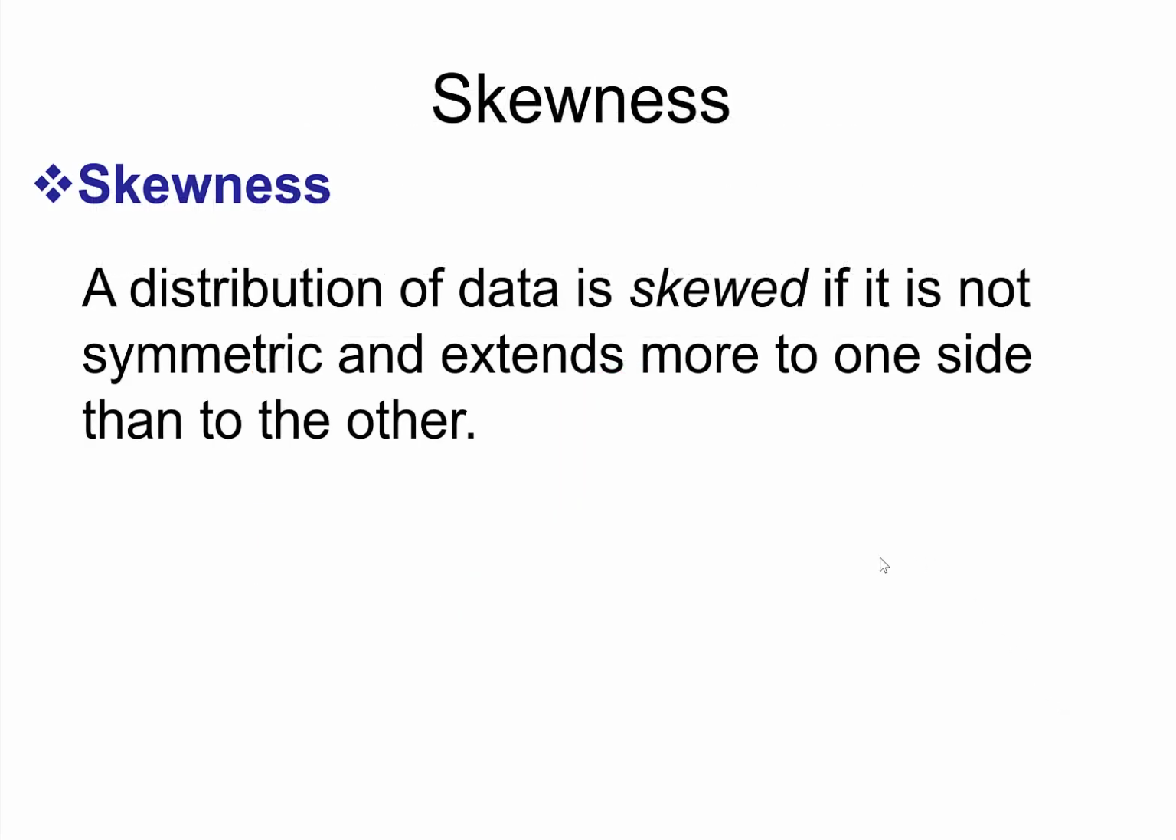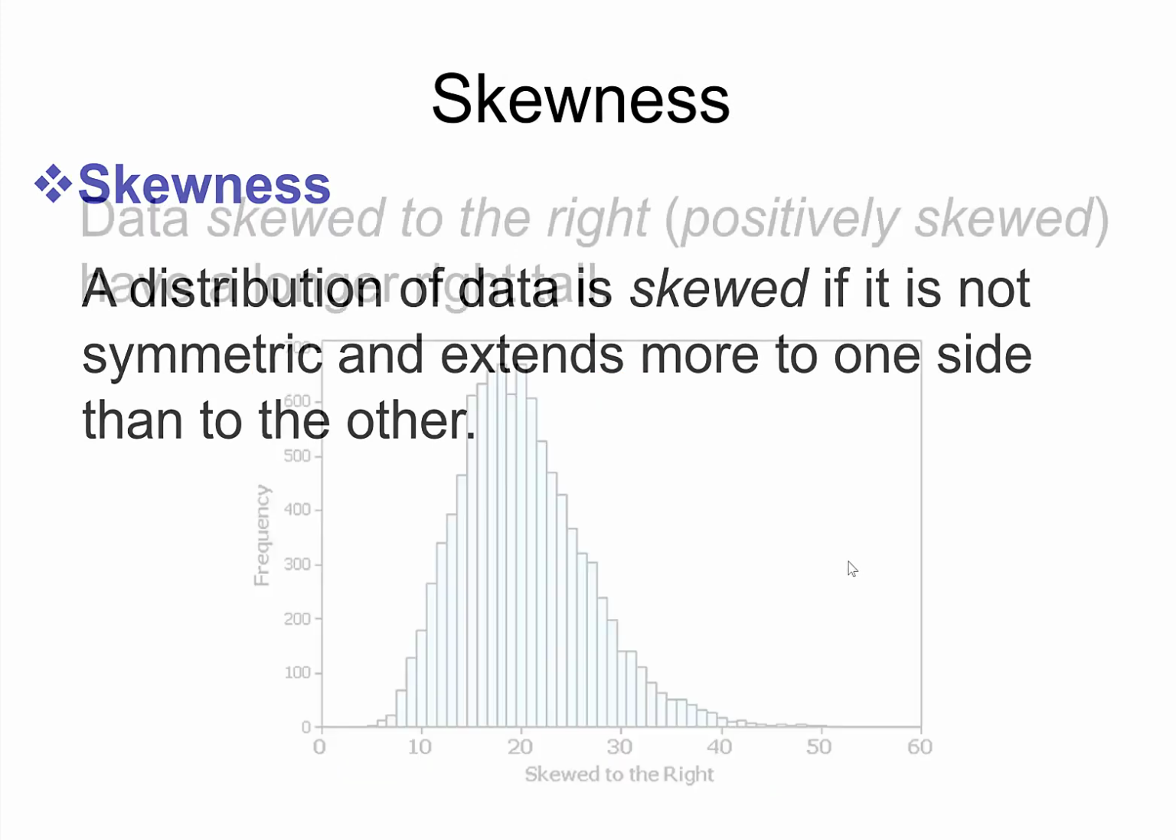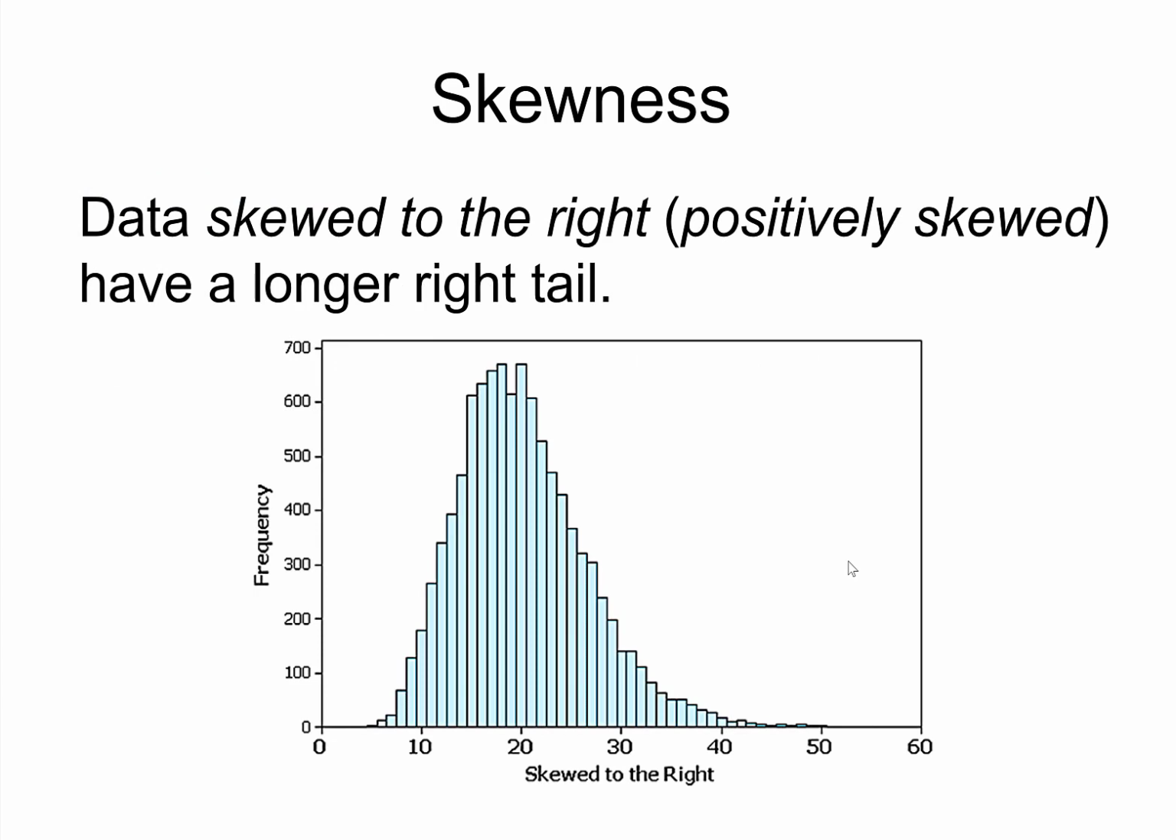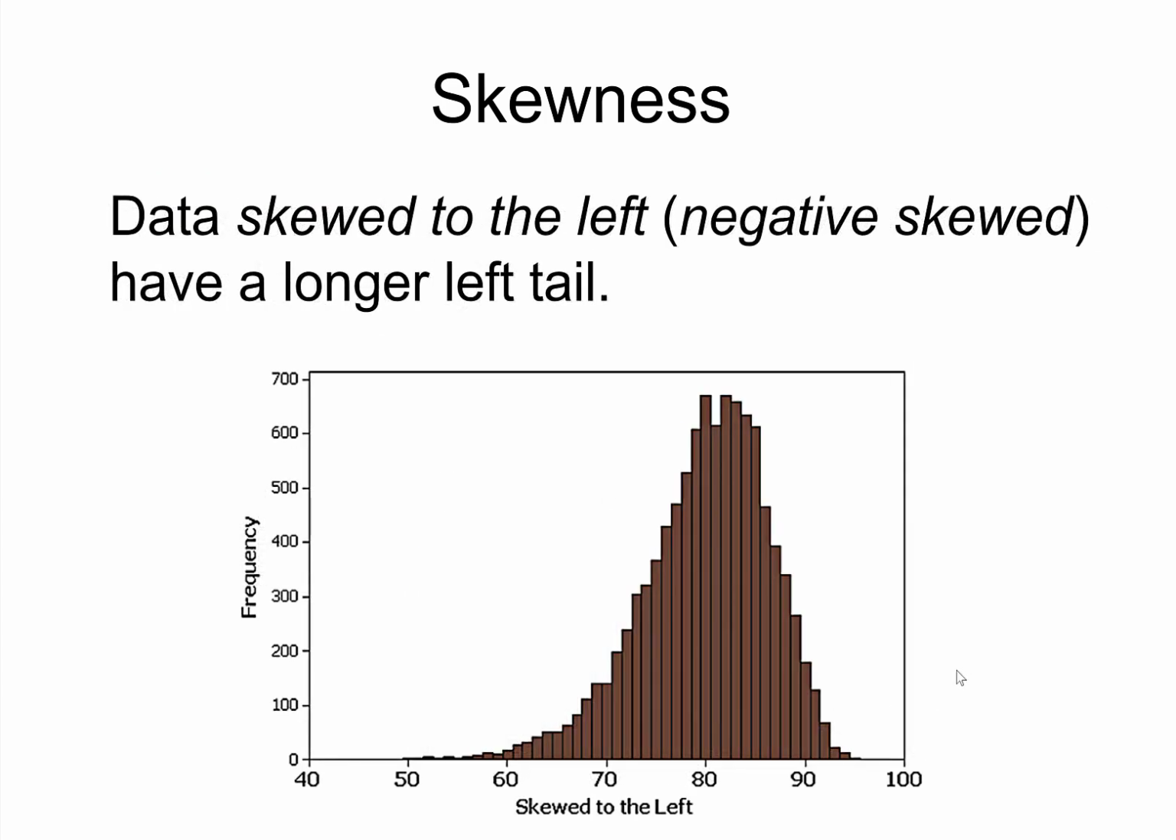Skewness: a data set is skewed if it's not symmetric and extends more to one side than the other. Data skewed to the right, positively skewed, has a longer right tail. Data skewed to the left, negatively skewed, has a longer left tail.